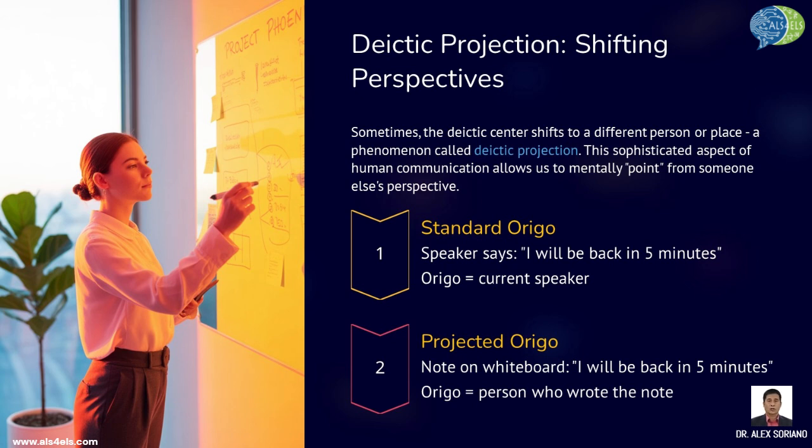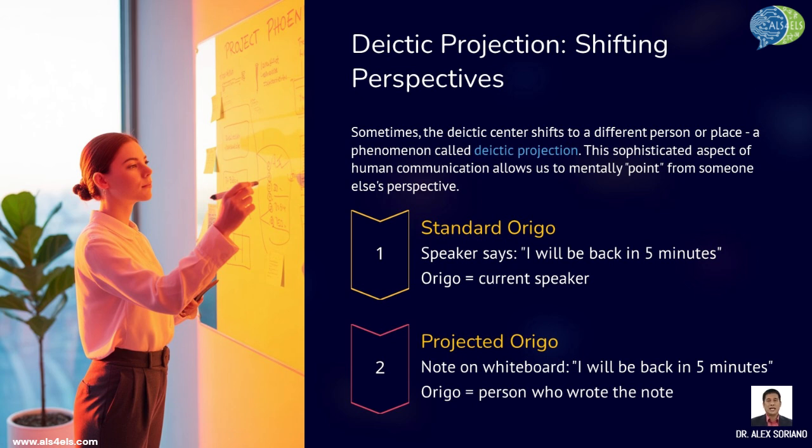Sometimes, we can shift the deictic center away from ourselves. This is called deictic projection. It's a pretty cool and sophisticated part of how we communicate, as it allows us to point from someone else's perspective. Let's look at the difference.